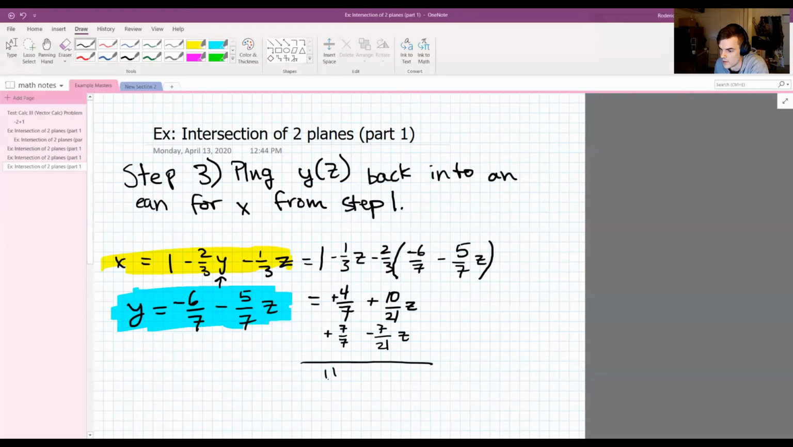So here we have 11/7 plus 3/21, which is 1/7 z. So now we have x and y just in terms of z.